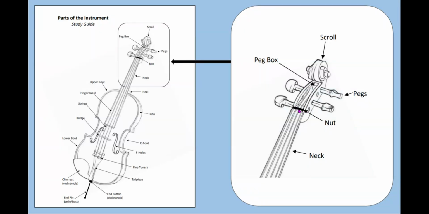Then here at the bottom we have the nut. This is a very important part that helps lift the strings from the fingerboard slightly so that way they don't rattle against the instrument. And then we have the neck. So you'll see this longer part where we usually will hold the instrument. We hold the instrument by the neck.